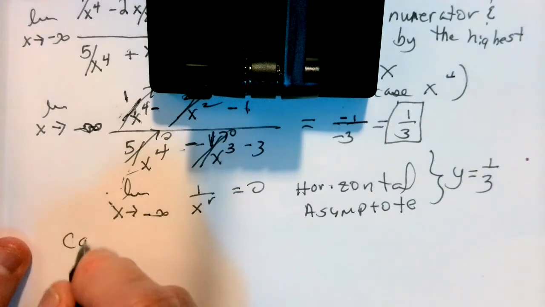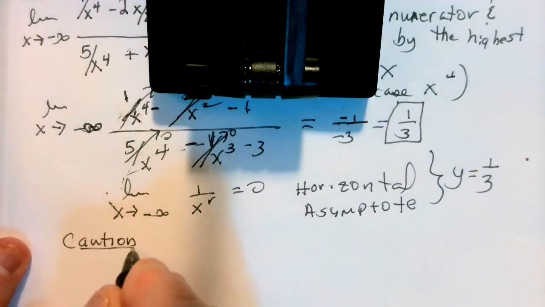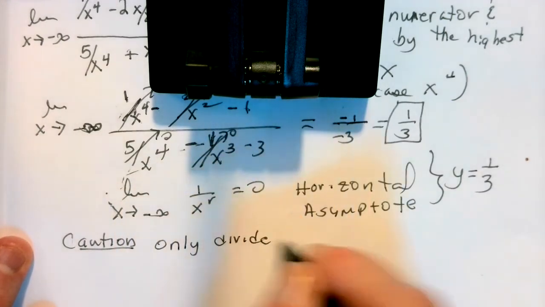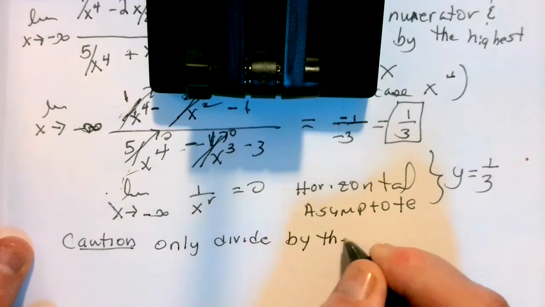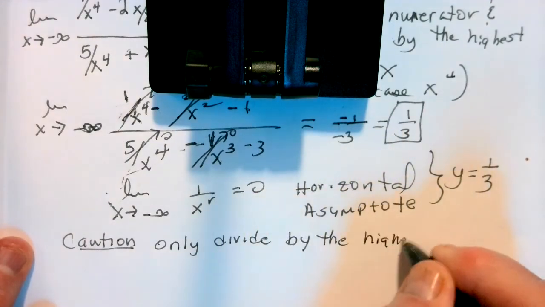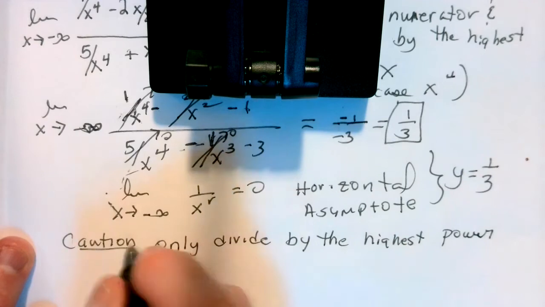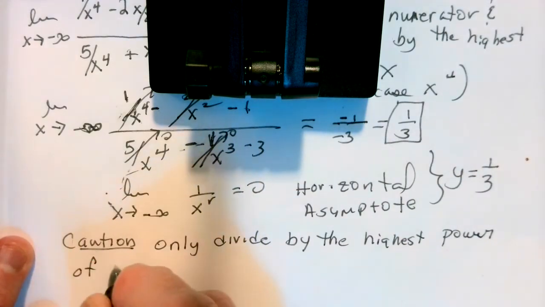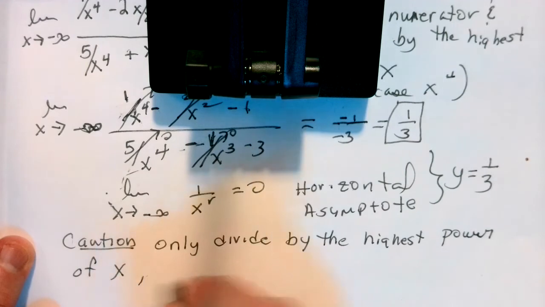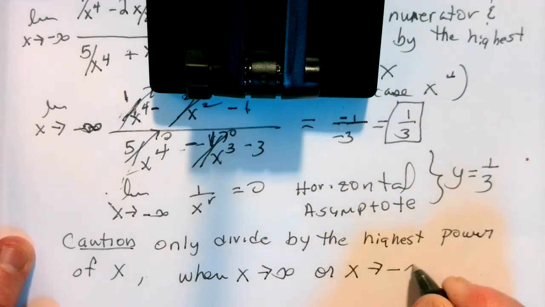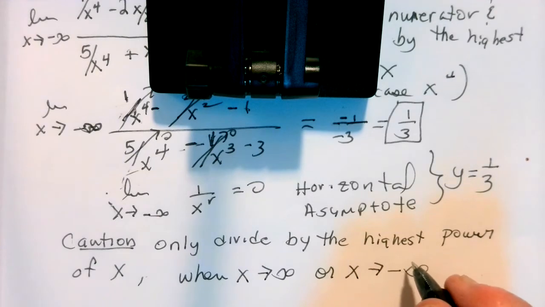Now, let me just write a little cautionary statement right here. Only divide by the highest power of x, or whatever your variable is, when x is either going to infinity or x is going to -infinity. So if we've got x going to 2 or 3 or something, we don't do that.